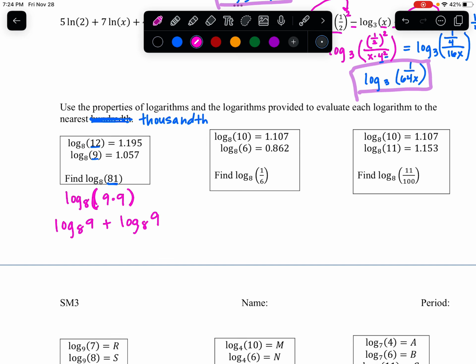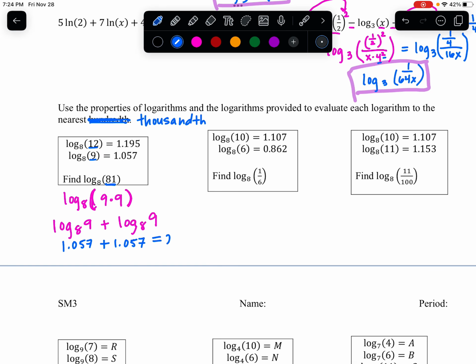Well, that was kind of neat, right? I know that one of them is equal to 1.057. Well, this one's going to be equal to 1.057. Oh, and guess what? So is this one. So I'm just going to add that number twice. So I have 1.057 plus 1.057, and that's going to equal 2.114. And that's your answer. That was it.